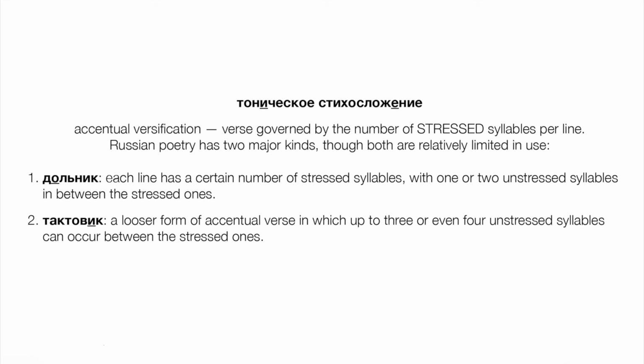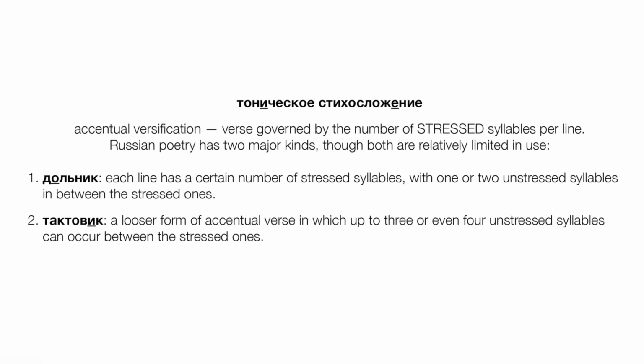They would be later, right, after the Golden Age. So we're talking here like Silver Age and futurist poetry, right? So basically turn of the century, 20th century stuff. So dolnik basically means that every line of poetry for the meter dolnik, this accentual system of versification, would have a certain number of stressed syllables, with one or two unstressed syllables coming in between the stressed ones. Okay, so again, the only governing principle here really is the number of stressed syllables, say 4 per line. And in between them, we could have one or two unstressed syllables.